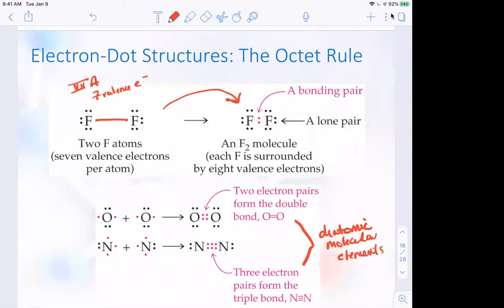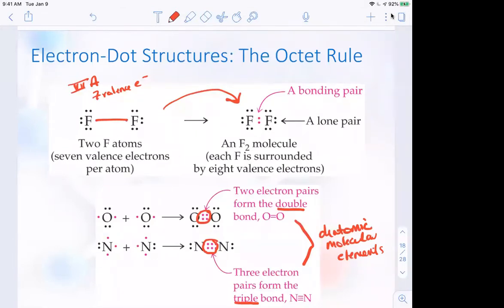But in order for this to work, what I have to do is share 4 electrons in oxygen and 6 electrons in nitrogen, right? So this is a double bond indicated by 2 lines between the 2 oxygens. This is a triple bond indicated by 3 lines between the nitrogens. Each single bond is represented by 2 electrons. So if I have 4 electrons, I have a double bond, and if I have 6 electrons, I have a triple bond. There are no other electrons that I can add to these structures.